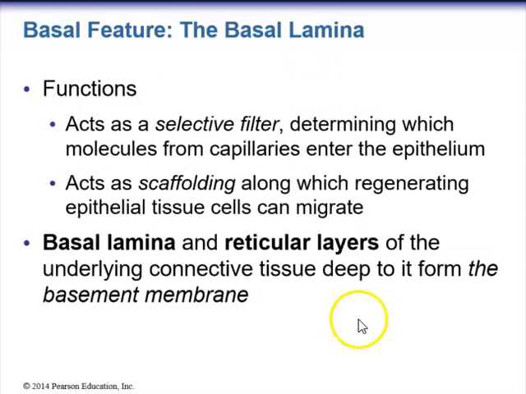Functions of the basal lamina include acting as a selective filter, which will determine what molecules from the capillaries can enter the epithelium. It also acts as a sort of scaffolding where regenerating epithelial tissue cells can migrate. So the basal lamina plus the reticular layers of the underlying connective tissue that are deep to it will form the basement membrane. Okay, so the basal lamina is actually part of what forms that basement membrane.